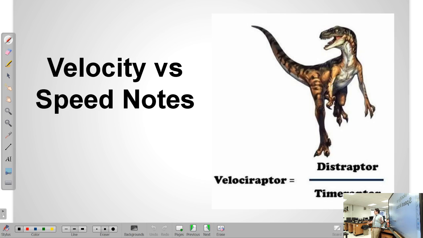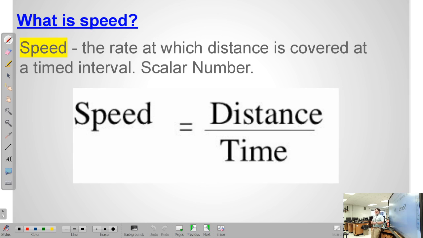Velocity versus speed notes. This is a joke. This is not a formula. Shut up. I wrote it down. Velociraptor is distance raptor over time raptor. I thought it was just like a special way. I thought it was like a fancy way to... I just see everybody furiously writing down the picture. No. Okay. All right. Give me a wonderful drawn picture of Velociraptor.